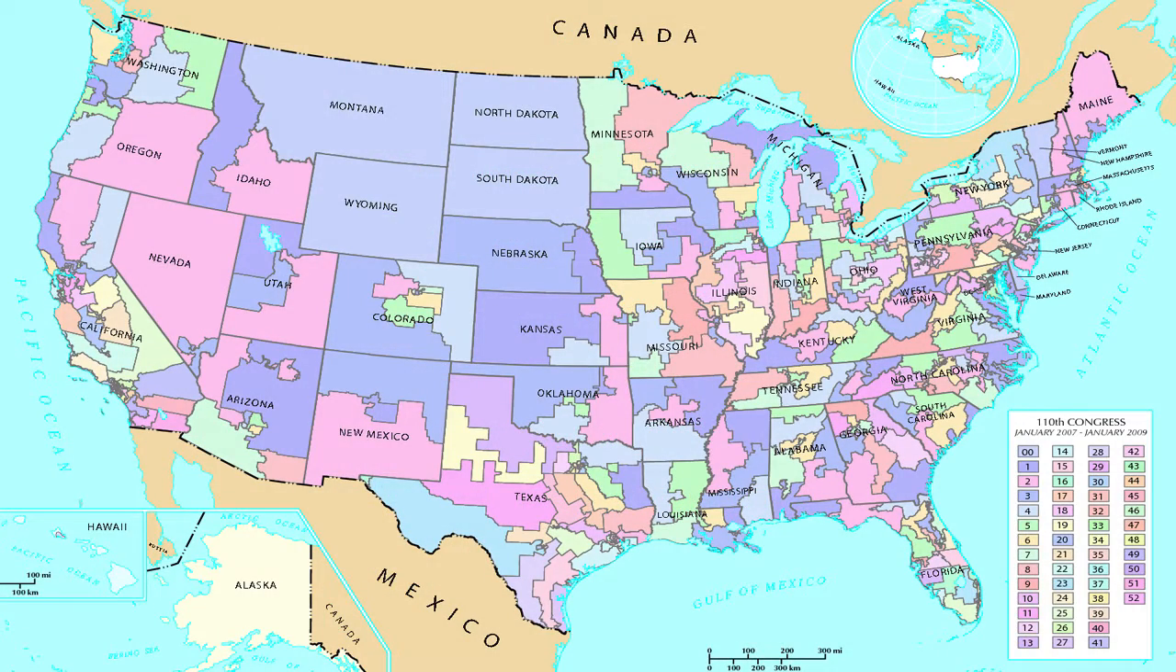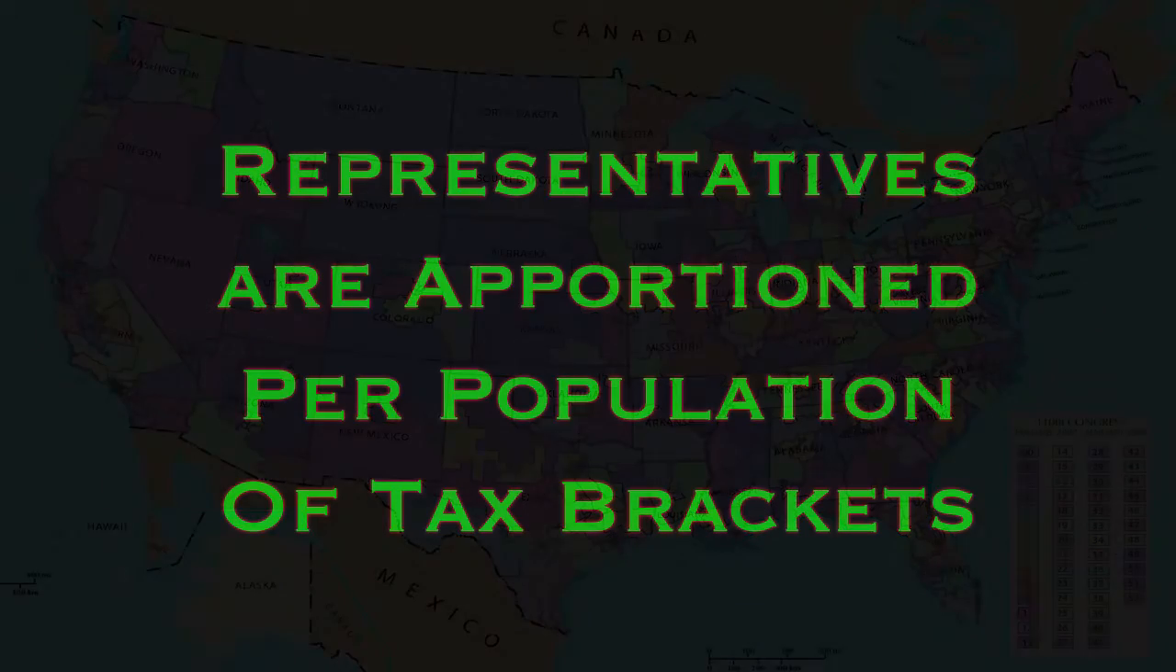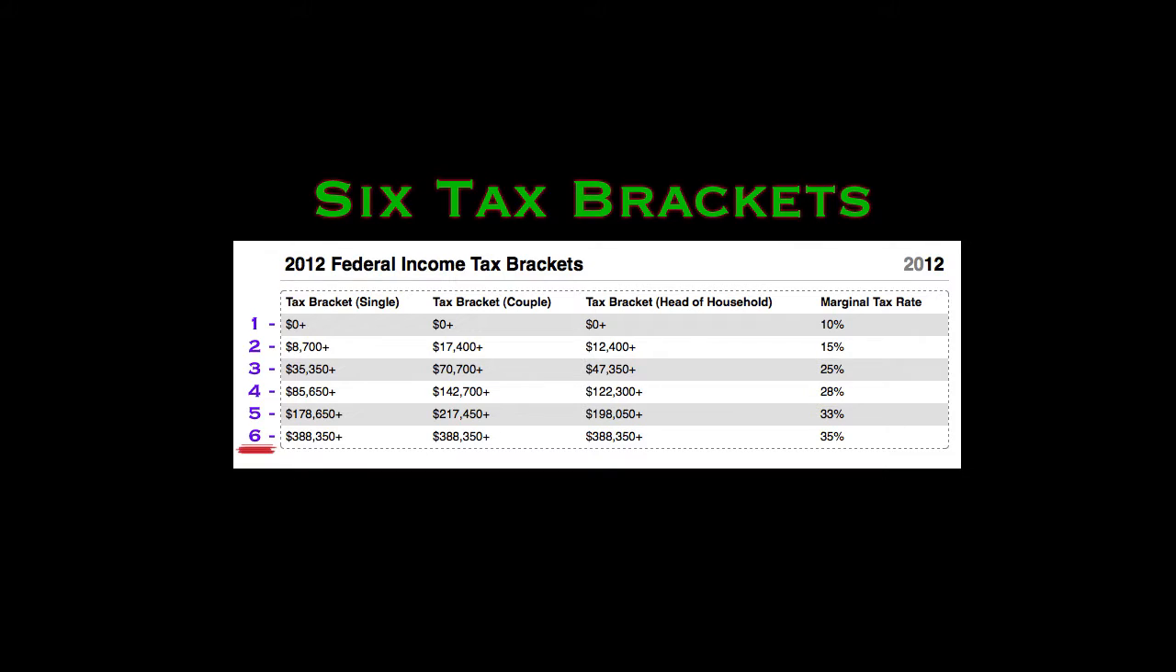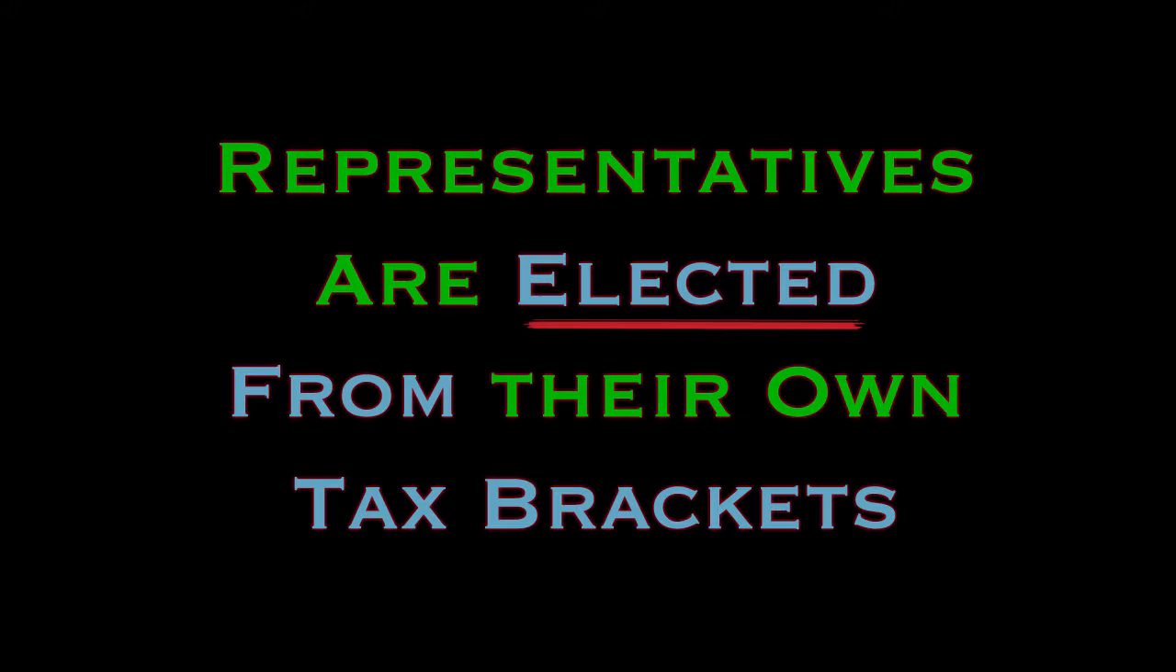In addition to choosing representatives from a geographical district, income-based representation allows voters to choose representatives based on similar income levels as determined by a candidate's federal income tax bracket. Each state would have 6 brackets based on marginal tax rates of the federal income tax. Candidates would compete with other candidates from their own tax bracket.